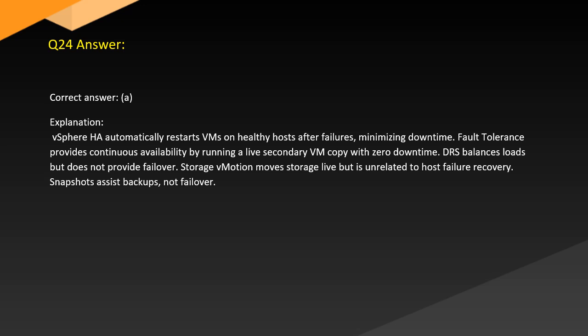Answer. Correct answer: A. Explanation. vSphere HA automatically restarts VMs on healthy hosts after failures, minimizing downtime. Fault Tolerance provides continuous availability by running a live secondary VM copy with zero downtime. DRS balances loads but does not provide failover. Storage vMotion moves storage live but is unrelated to host failure recovery. Snapshots assist backups, not failover.